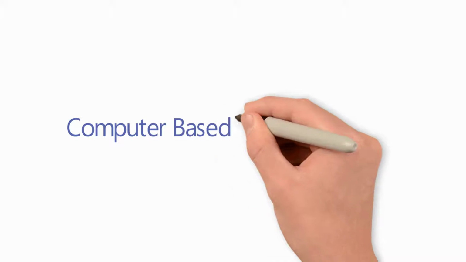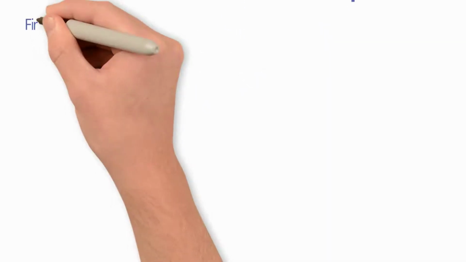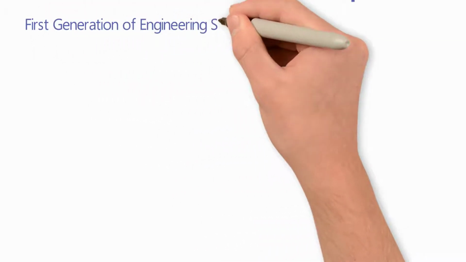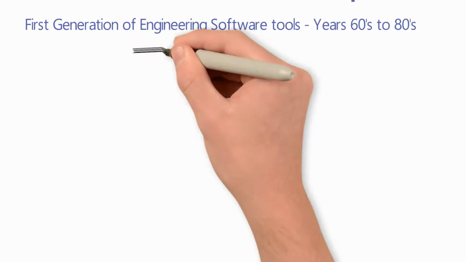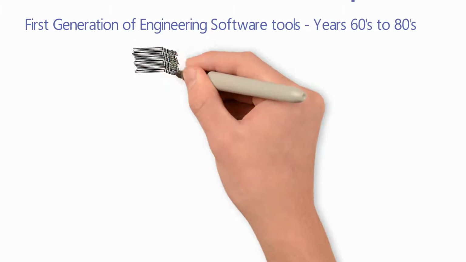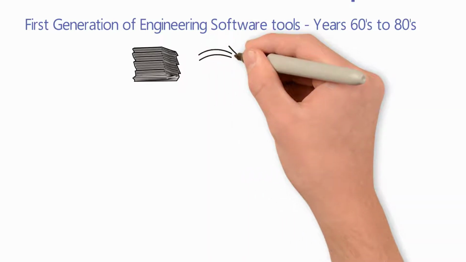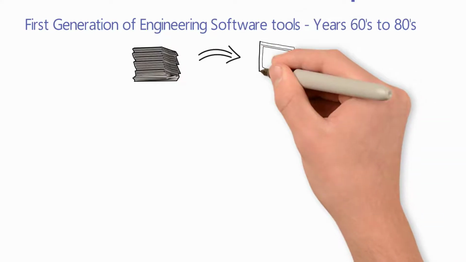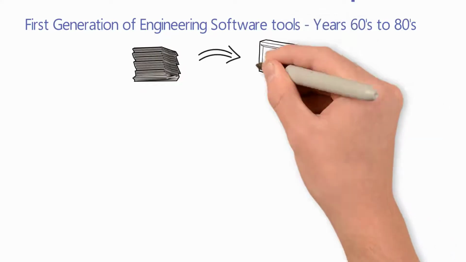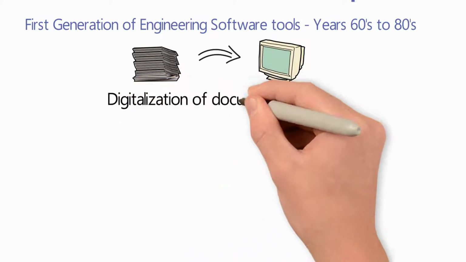Computer-based plant engineering. The first generation of tools that were used in plant engineering industrially were introduced in the years between the 60s and the 80s. The main trend was the digitalization of documents, or in other words, doing whatever you could do on paper now on a computer. Therefore, in each engineering discipline, computers were used to design spreadsheets and digital drawings.